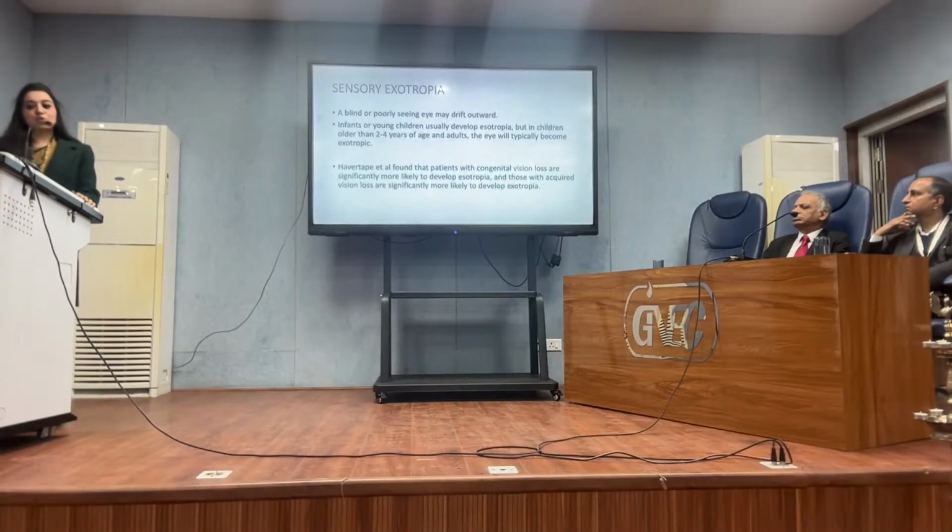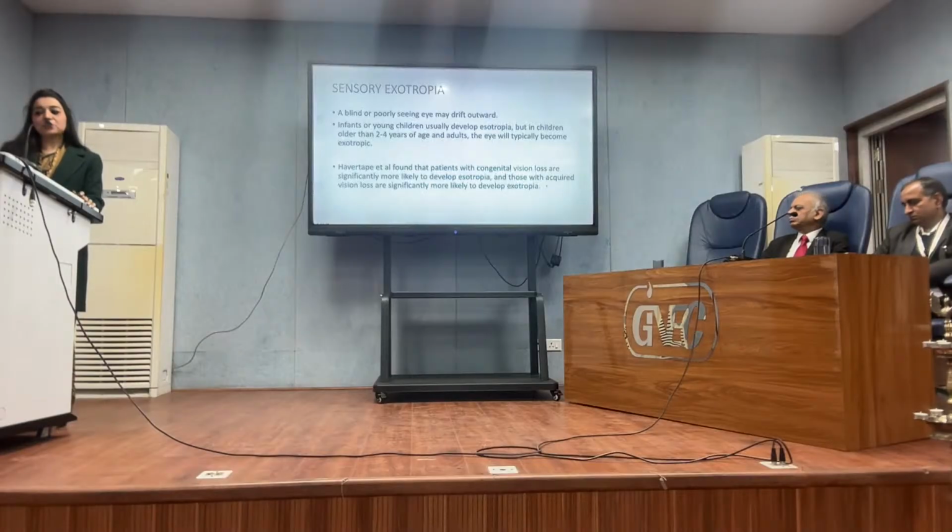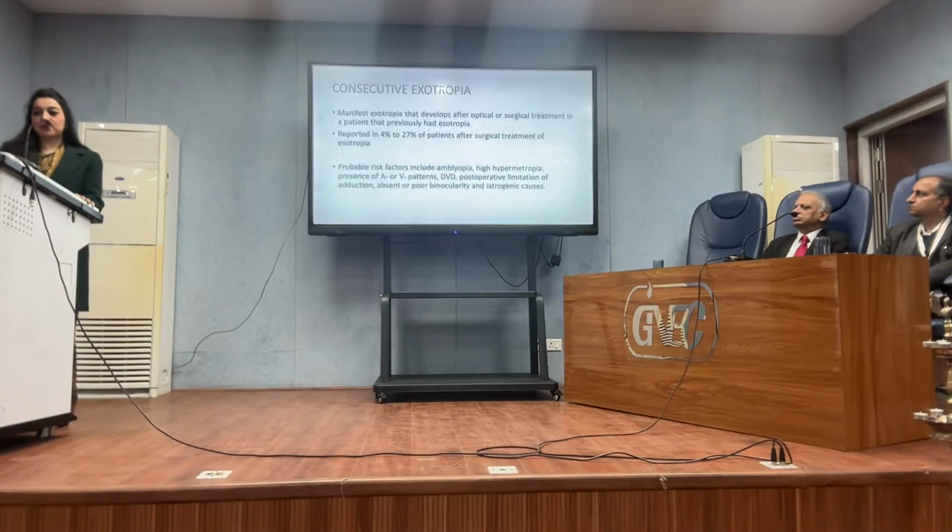Then sensory exotropia is the outward drift of the eye in a blind or poorly seeing eye. So the very young children, and children usually more than the age of 7, develop exotropias. It has been found that patients with congenital vision loss are significantly more likely to develop esotropias, and those with acquired vision loss develop exotropias.